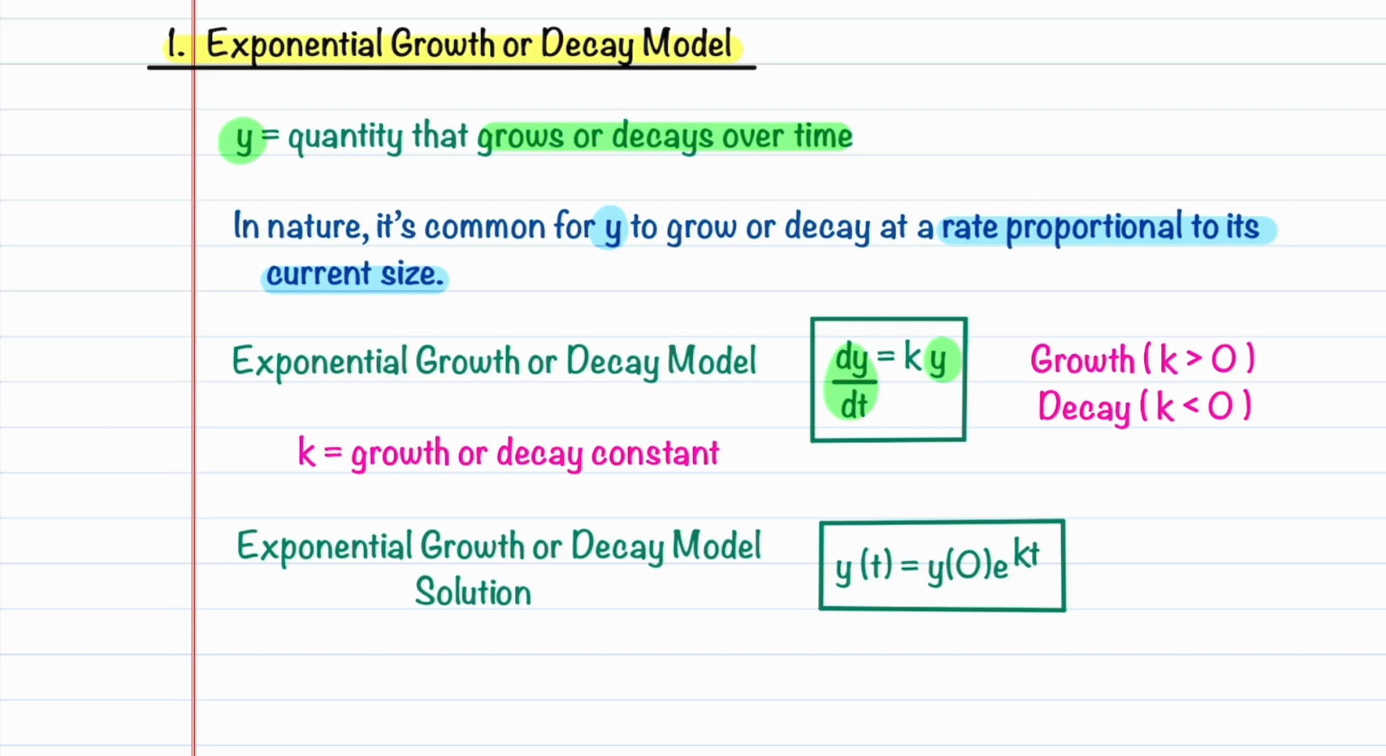The quantity y grows exponentially if k is greater than 0, and it decays exponentially if k is less than 0. k is just called the growth or decay constant. dy/dt equals k times y is called a differential equation, and its solution is y equals y at 0, that is the initial amount of the quantity, times e to the kt. Let's now walk through 3 examples that have an exponential solution just like this model.